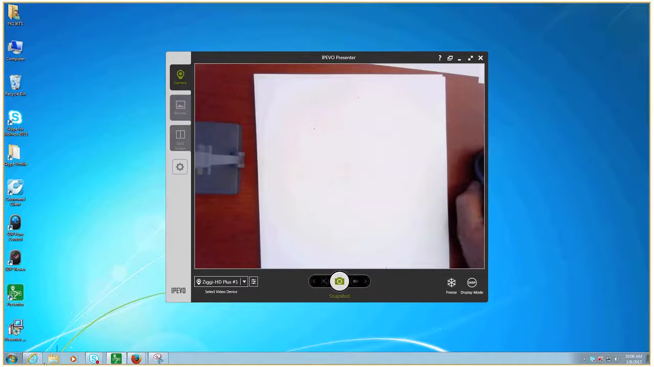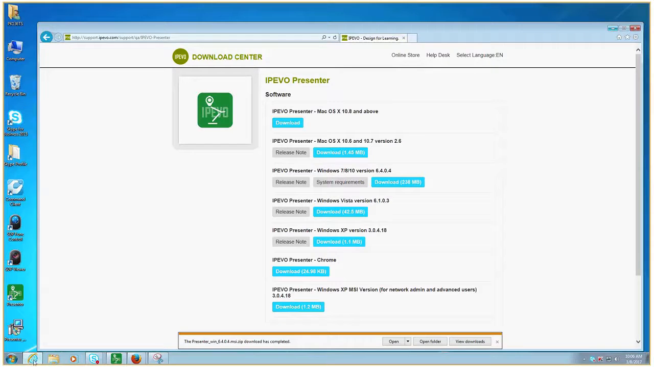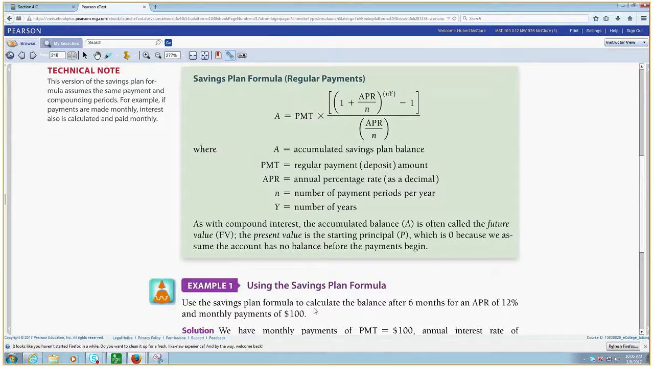Okay, I'm going to give you the example problem. You go ahead and do it. I need to write that down. That problem right there: use the savings plan formula to calculate the balance after 6 months for an APR, or R, of 12% and monthly payments, that means N is 12, of $100.